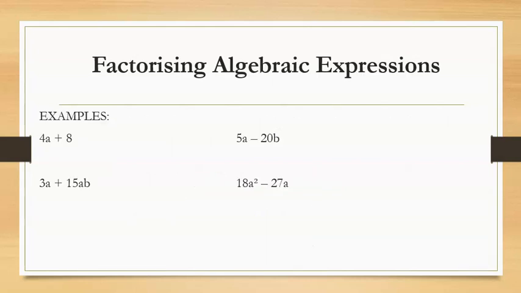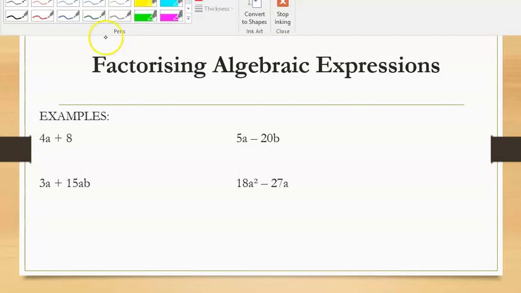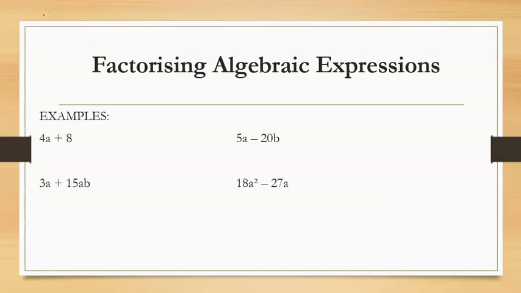Now I'll go through some examples of factorising algebraic expressions. The first example is 4a, add 8. The first thing you need to do is find the highest common factor of 4 and 8. Factors of 4 are 1, 2 and 4, and factors of 8 are 1, 2, 4 and 8. You can see the highest number in both lists is 4. So 4 is the highest common factor, and that's what you need to start with.